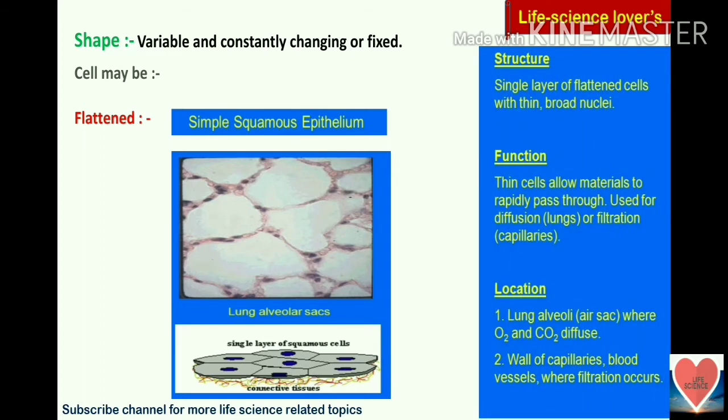Some points about its structure. It is a single layer of flattened cells with thin, broad nuclei. Function: the thin cell allows material to rapidly pass through, used for diffusion or filtration. The lungs are used for diffusion and capillaries are used for filtration. Its locations are the lung alveoli, the air sacs where oxygen and carbon dioxide diffuse, and the wall of capillaries and blood vessels where filtration occurs.